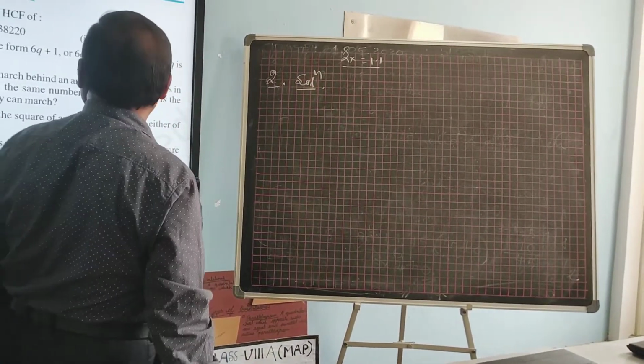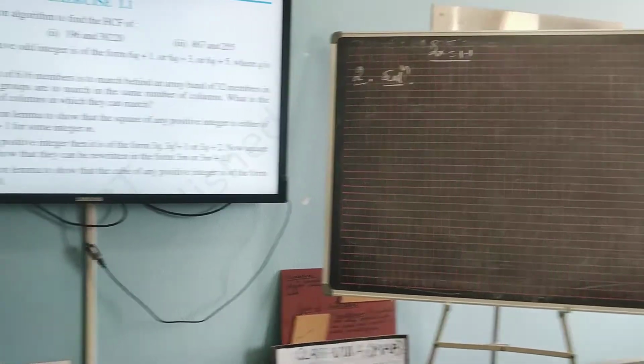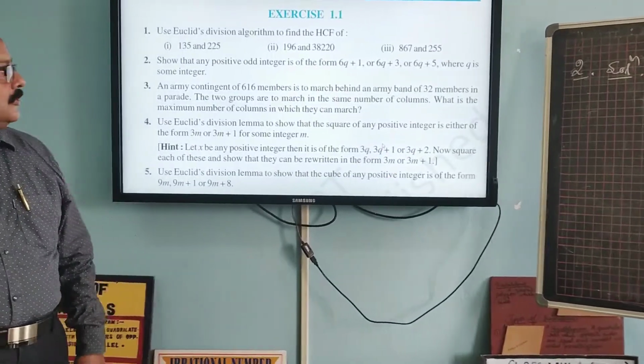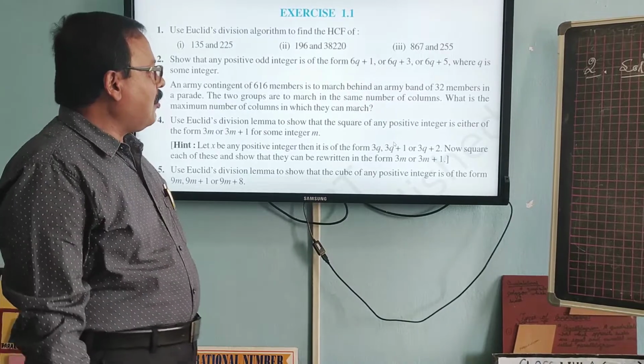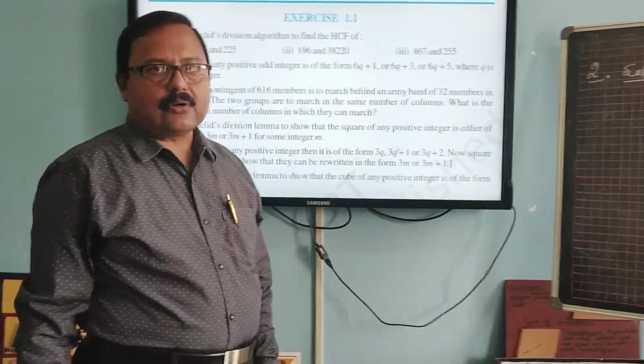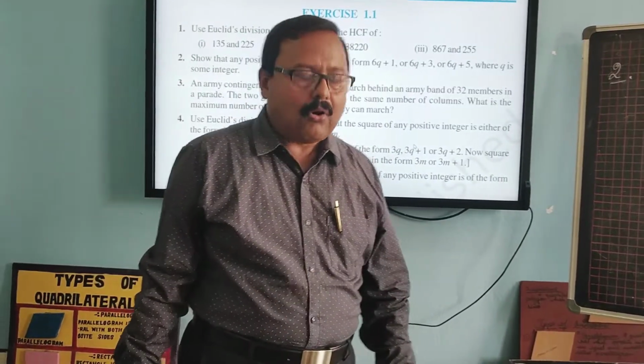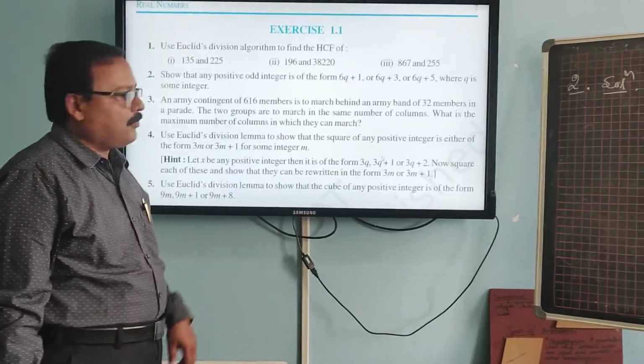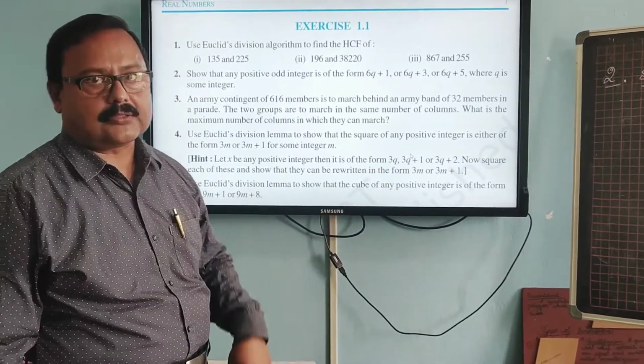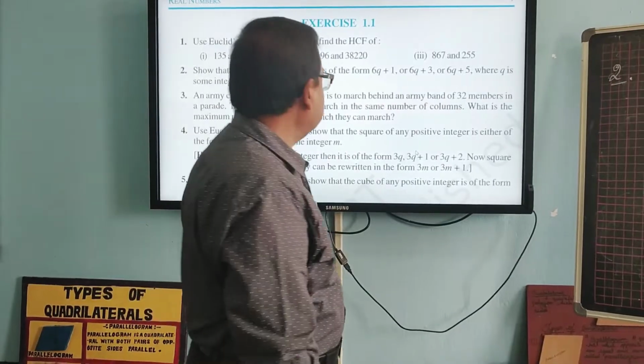Problem number 2. The question is: show that any positive odd integer is of the form 6q plus 1, or 6q plus 3, or 6q plus 5, where q is some integer. Let us start the problem.